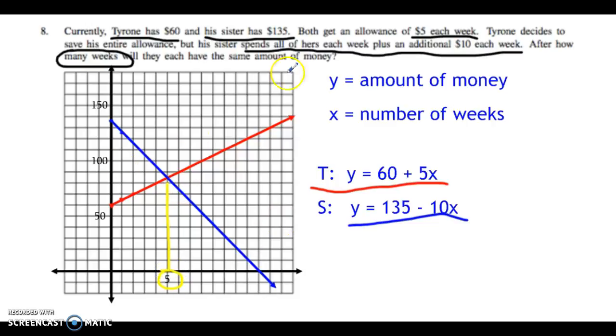And it doesn't really matter how much money they're going to have at that time. It asks how many weeks. So the answer is they'll have the same amount of money, which is here, at 5 weeks.